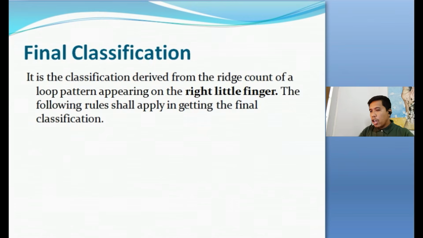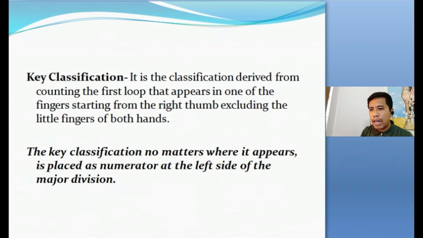The key classification, which is the last, is also very easy. Why? Because in the key classification, remember, in the board exam, your keyword should be: counting the first loop. You have 10 fingers, am I correct? What you have to consider are the thumb, index, middle, and ring. Because in the key classification, little fingers are excluded. Meaning, only 8 fingers you need to concentrate on: thumb, index, middle, and ring.